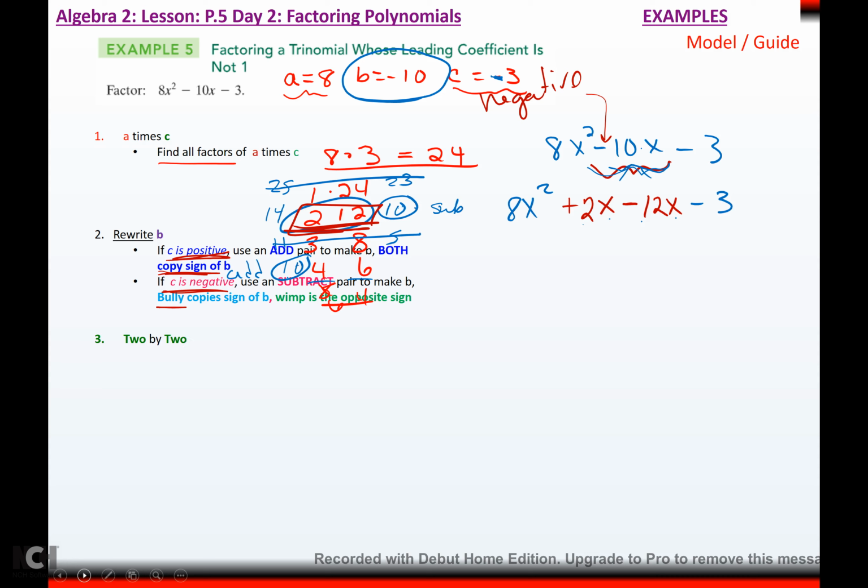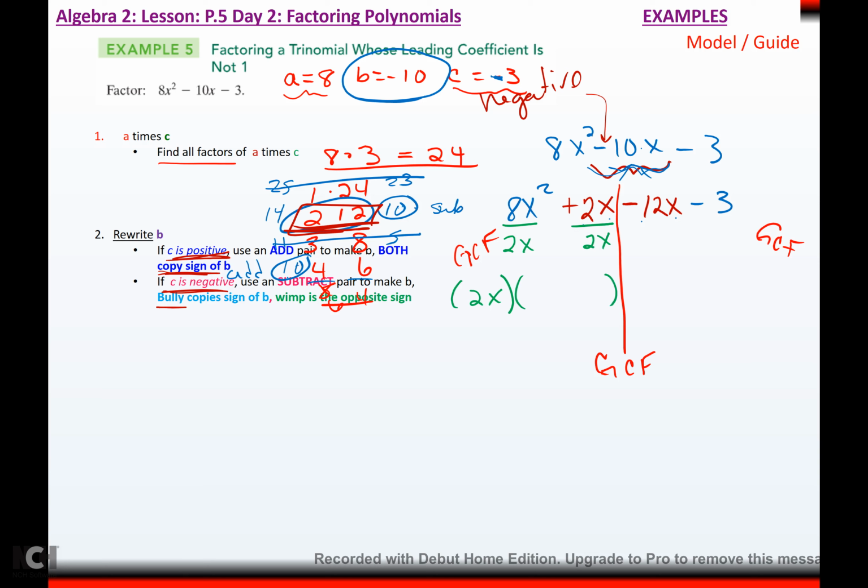Now we've made our trinomial into a polynomial in four terms, correct? So we are ready to, you know the rest of the song now, 2 by 2, GCF, GCF, GCF again. All right, GCF is just what it sounds like. What is the biggest number that'll go into 8 and 2? 2. How many X's do they have in common? 1. So my GCF is 2x.